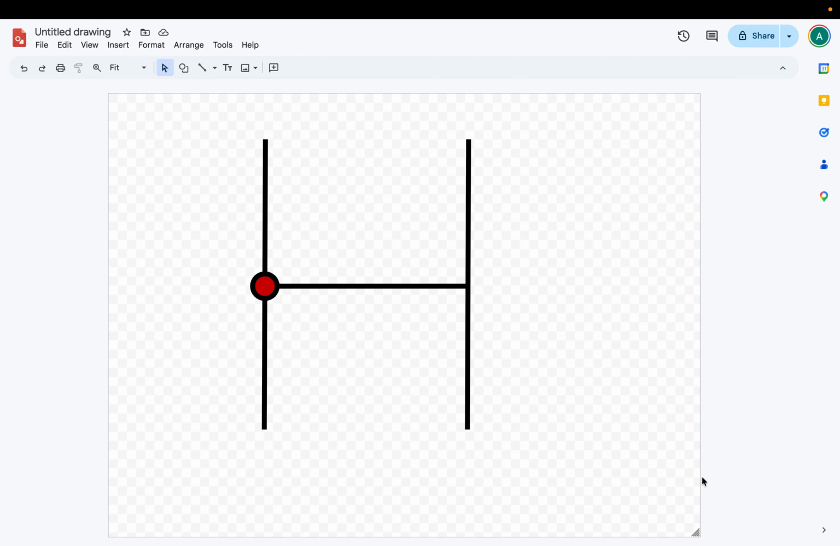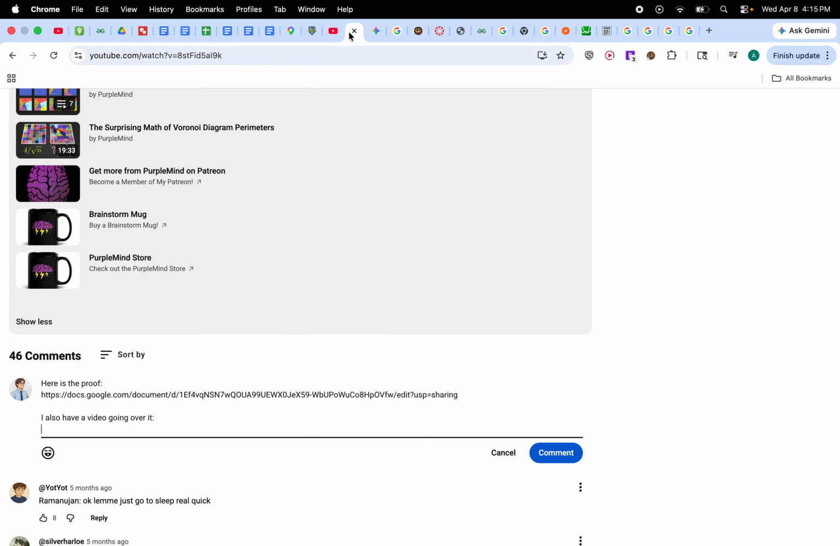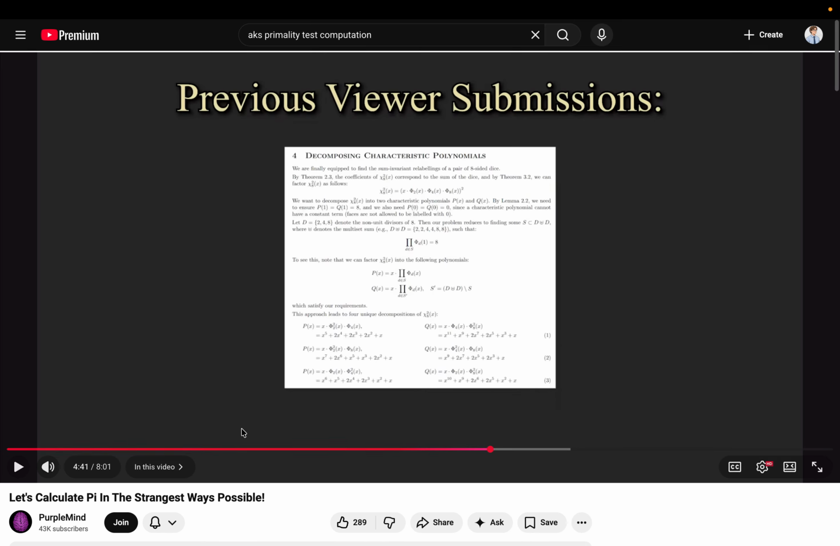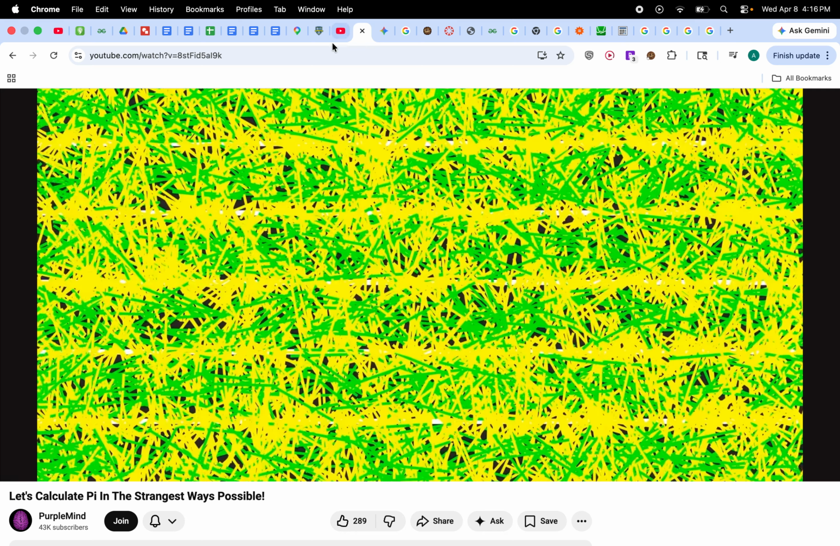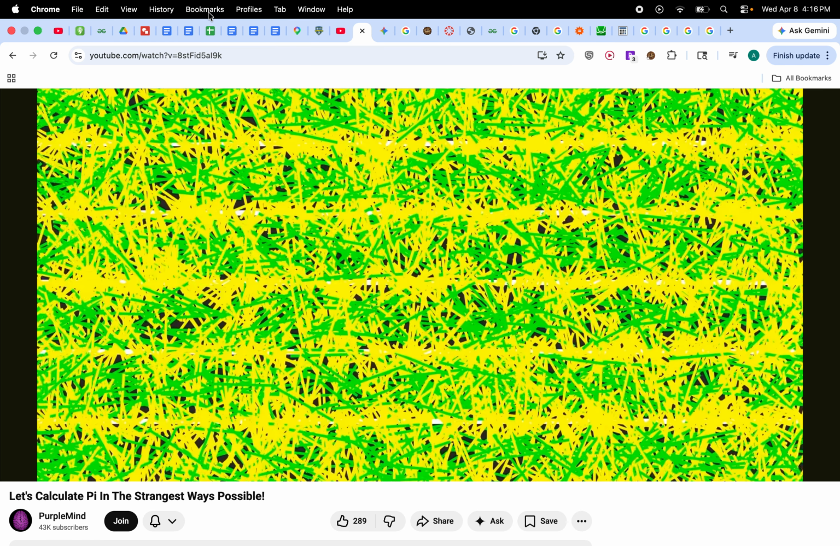Alright, so I was watching a proof video and I have the proof to the following question over here. As you can see, I have a proof to Purple Minds: Let's calculate pi in the strangest way possible. This video, you can see the link here. If you haven't watched this video yet, watch it. It has to do with matchsticks and their orientation.